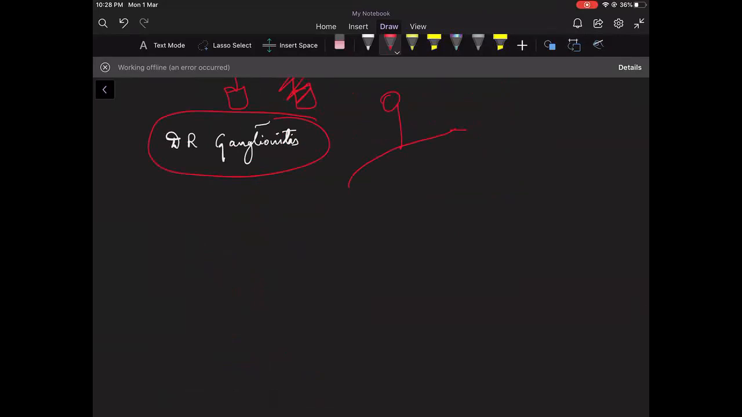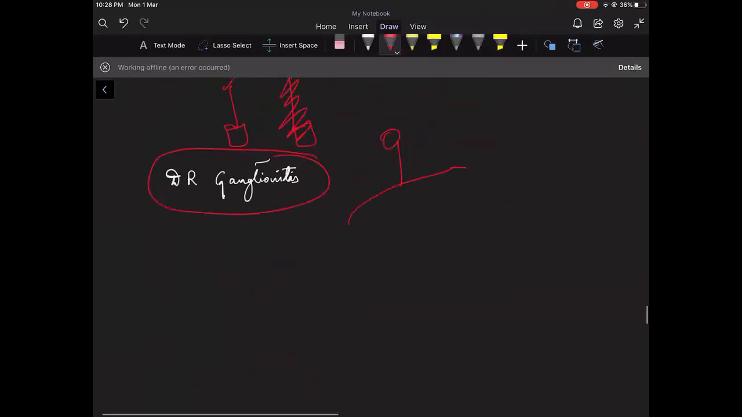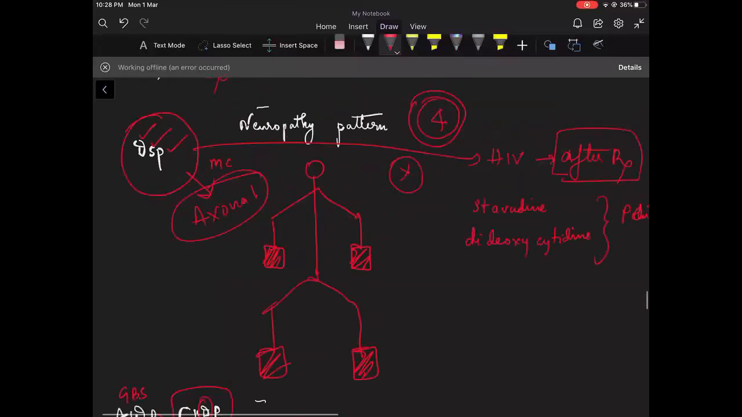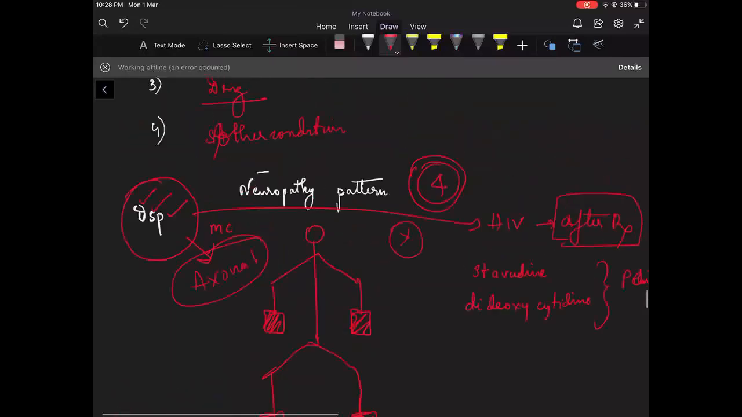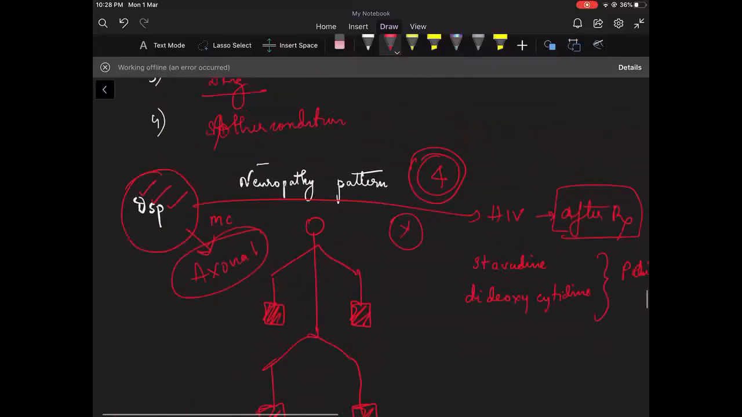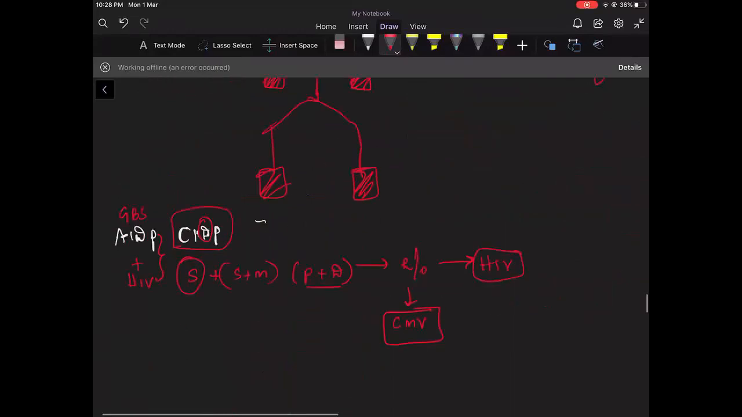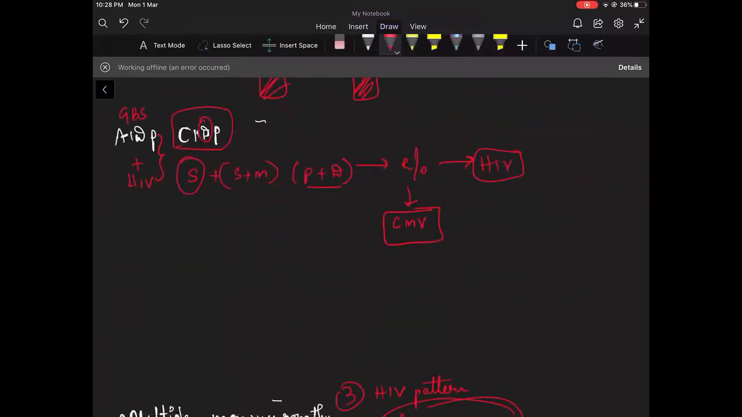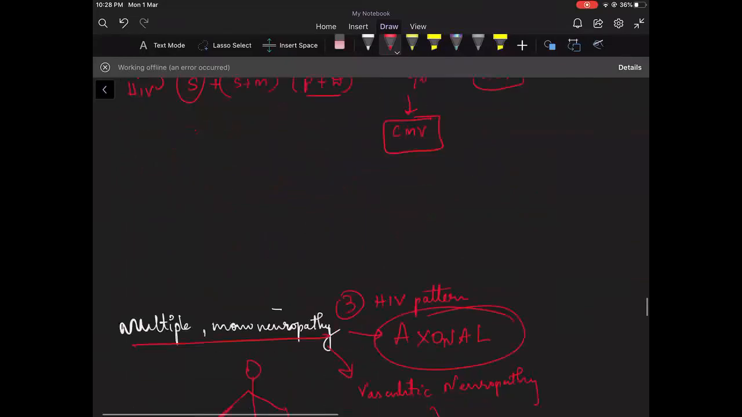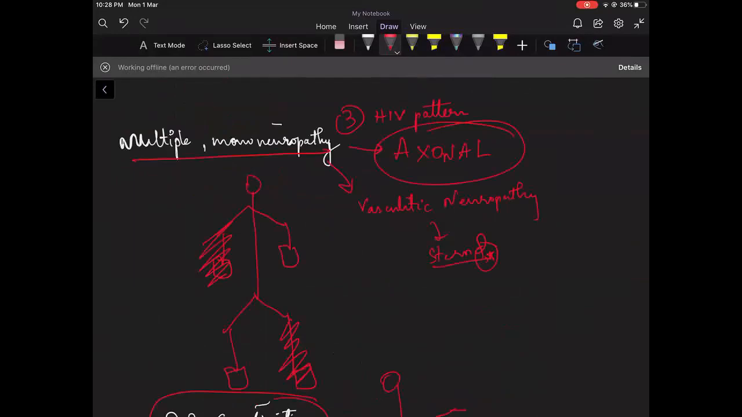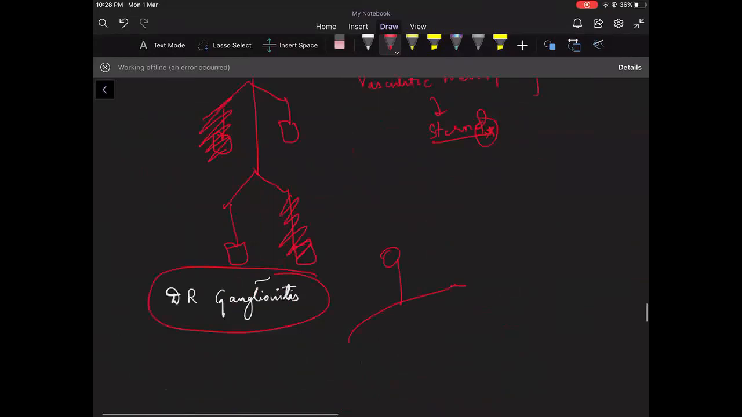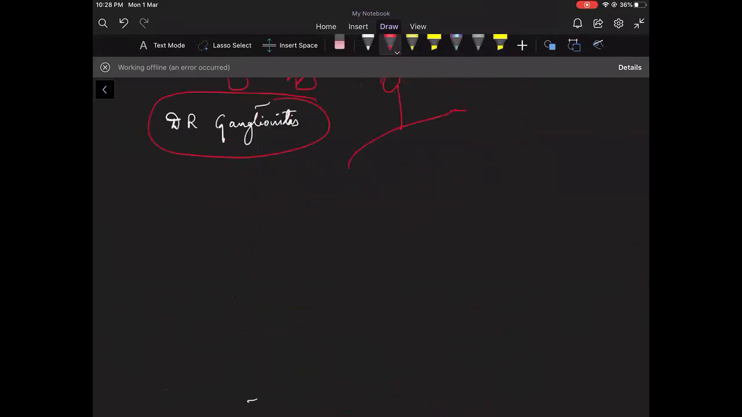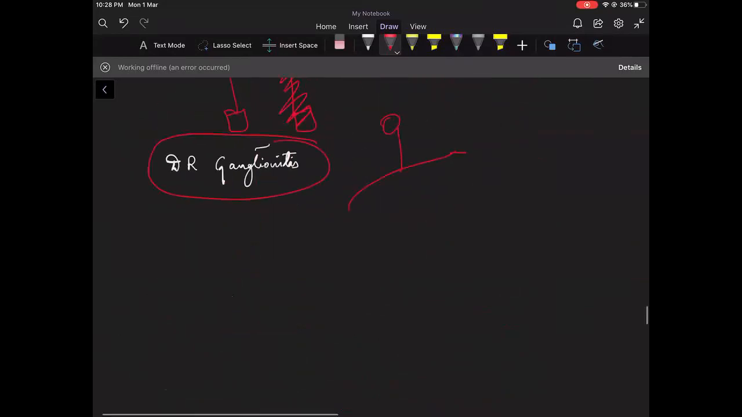So these are the four important presentations of HIV. Distal symmetric polyneuropathy, then a demyelinating pattern, which could be acute or chronic inflammatory demyelinating, or the patient may present like mononeuropathy multiplex, and even the patient might have dorsal root ganglion involvement alone. These are the various patterns which are present.